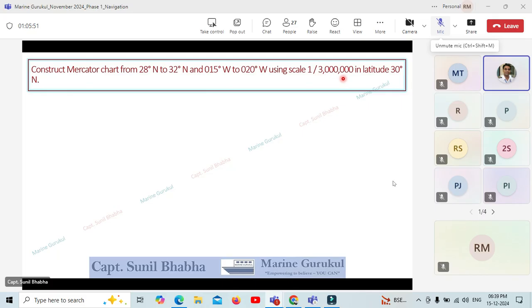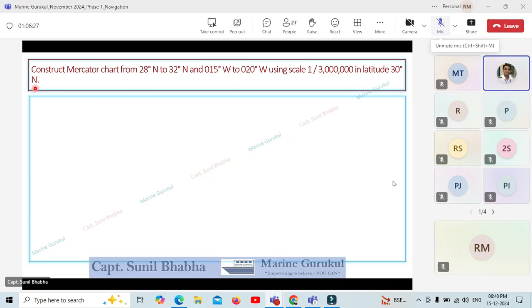The scale basically means that 3 million units on the Earth's surface is equal to 1 unit on the chart. Or you can understand it in this way, 3 million centimeters on the Earth's surface will be equal to 1 centimeter on the chart. Now, whenever a scale is given, it will always be referenced to a particular latitude, and in this case, the scale is referenced to 30 degree north latitude.